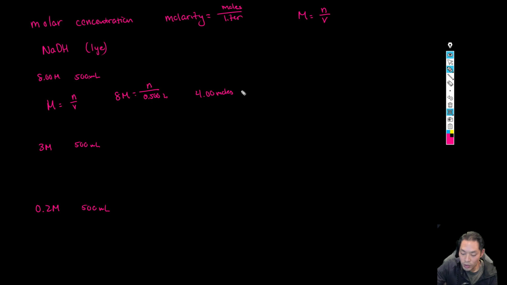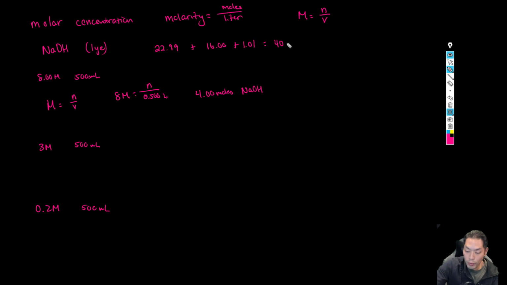All right, so I have 4.00 moles of NaOH, but that's not helpful. I want to know how many grams I need. Well, all we need to do now is look at the periodic table. Sodium, AMU, atomic mass unit, is 22.99. Oxygen is 16.00, and then hydrogen is 1.01. So those are my atomic masses of all of them. If I add them all together on my calculator, 22.99 plus 16 plus 1.01, I get 40.